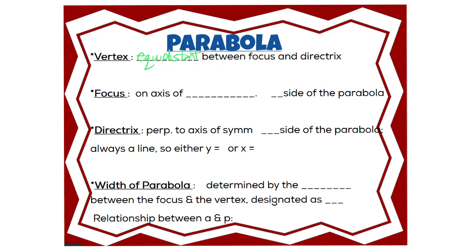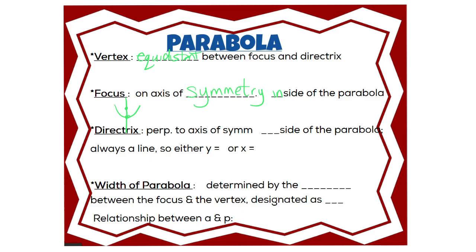The vertex is equidistant between the focus and the directrix. It falls right in the middle of them. The focus is always going to be on the axis of symmetry. A parabola has an axis of symmetry that cuts it right in half. It's going to go through the vertex, but it's also always going to go through the focus. The focus will always be inside of the parabola, kind of in the cup of that parabola.